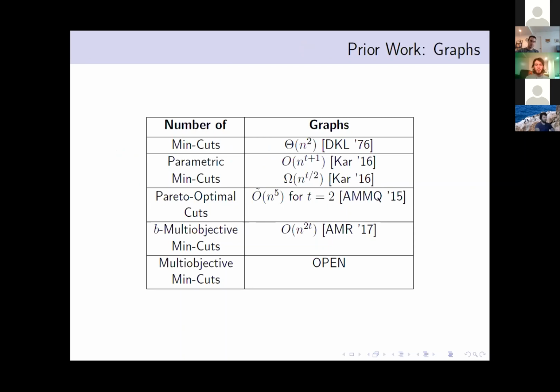Armon, Majab, McCormick, and Queyranne showed an upper bound of n to the 5th on the number of Pareto optimal cuts for the special case of 2 criteria. And Armon, Majab, and Ravi showed an upper bound of n to the 2t on the number of B multi-objective min-cuts for a fixed B.